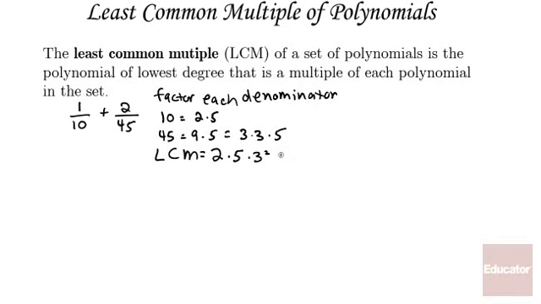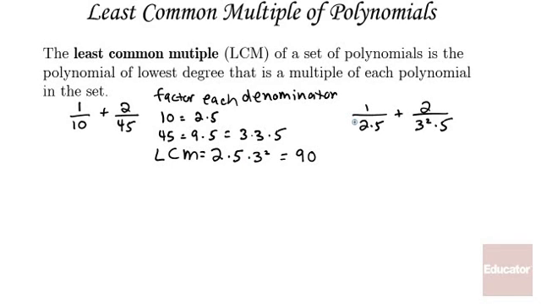Okay, let's look at what this product ends up being. 2 times 5 is 10, and 3 times 3 is 9, so this is 2 times 5 times 9, or 90. And what I want to do is end up with a common denominator of 90 for these. In order to do that, let's see what I would have to do. Well, let's write out the 10 in factored form and the 45. This is 1 over 2 times 5 plus 2 over 3 squared times 5.